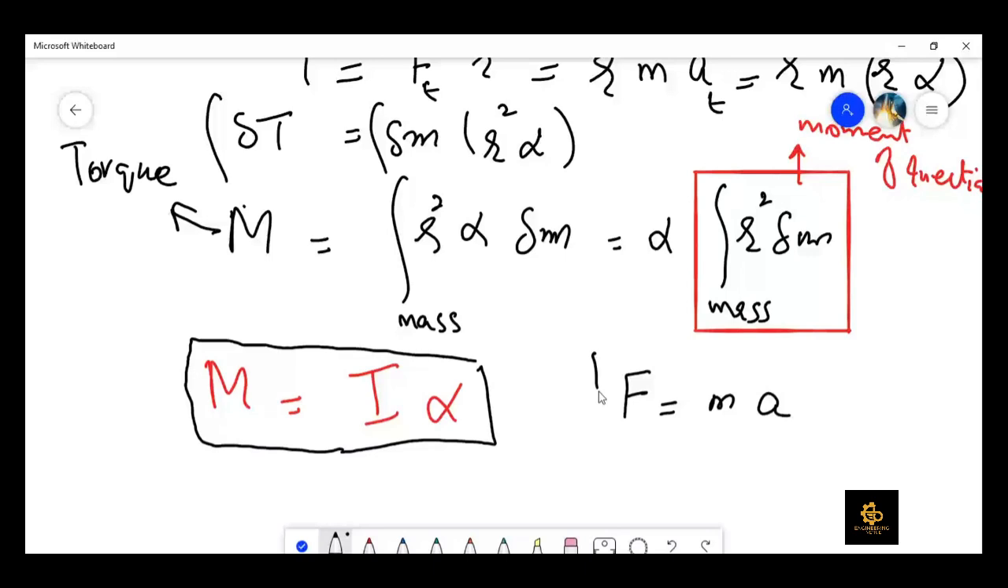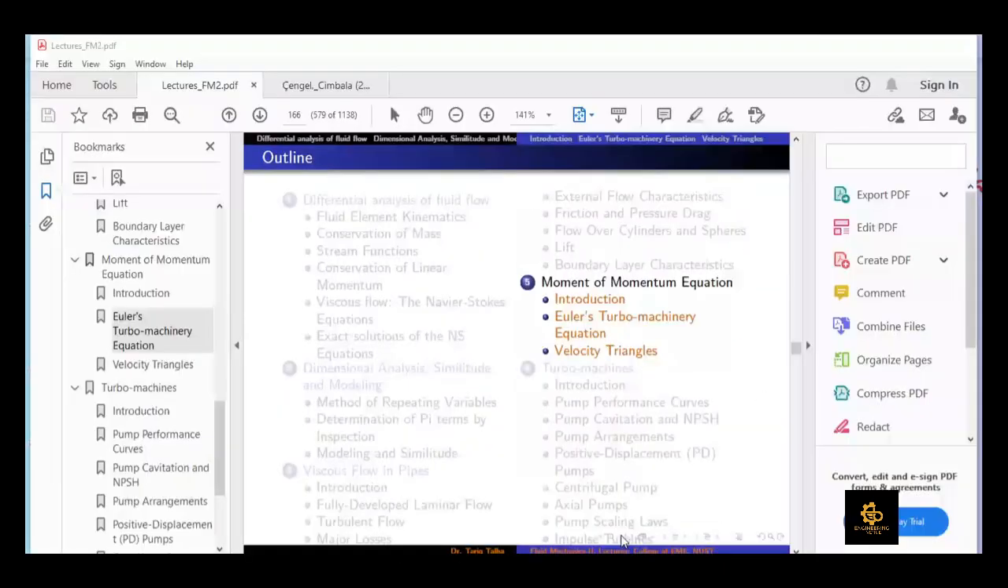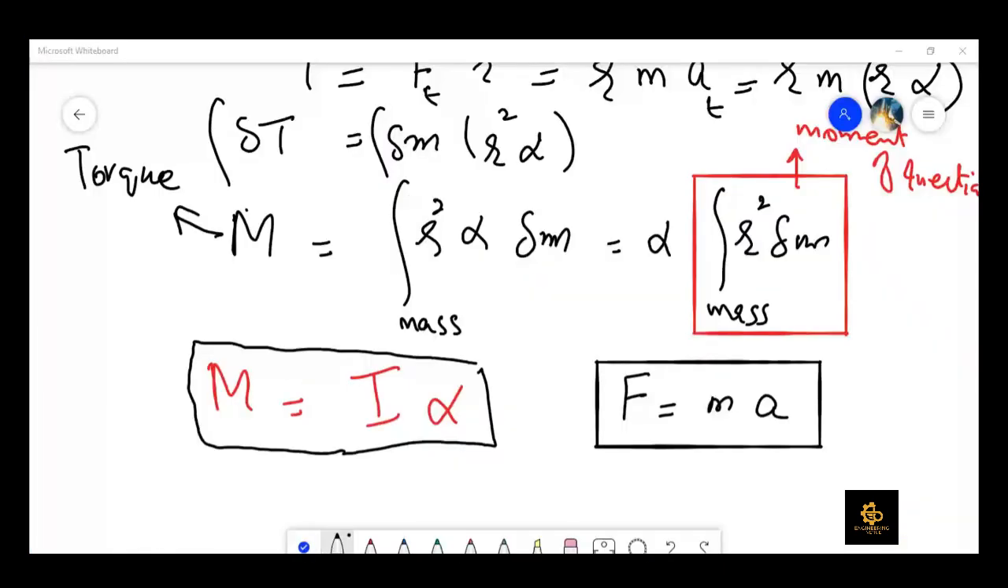Now we are going to discuss how to calculate the angular momentum of an object which is in rotation. So let me just copy the figure so that we can find out. Just a minute.